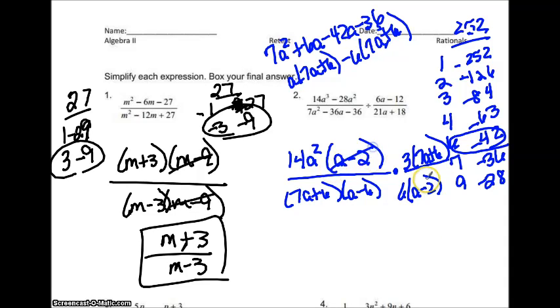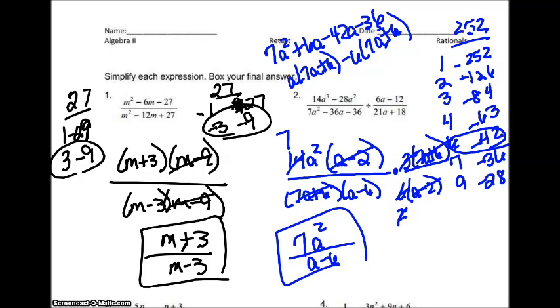So my a minus 2 is going to cancel. My 7a plus 6 is going to cancel. My 3 will go into 6 2 times, and my 2 will go into 14 7 times. So on the top I have a 7, and I have an a squared, and on my bottom I have an a minus 6, and that's the solution.